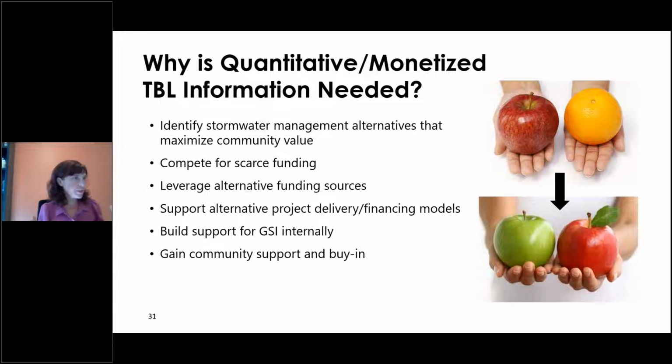So we know inherently, and Shannon and Kevin talked about this, that those benefits have value. So how do we account for those, and why is it important in many cases to be able to quantify and even monetize those benefits?